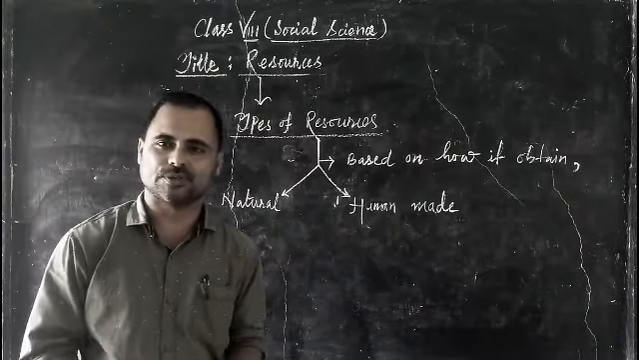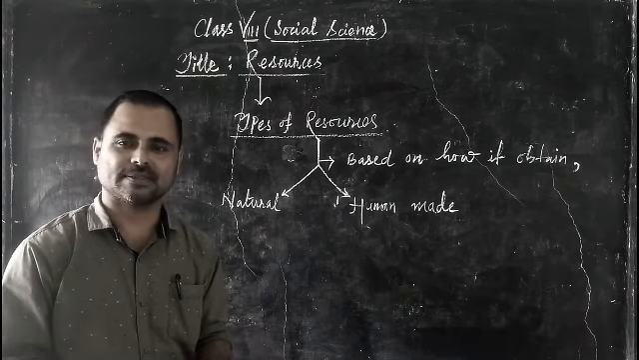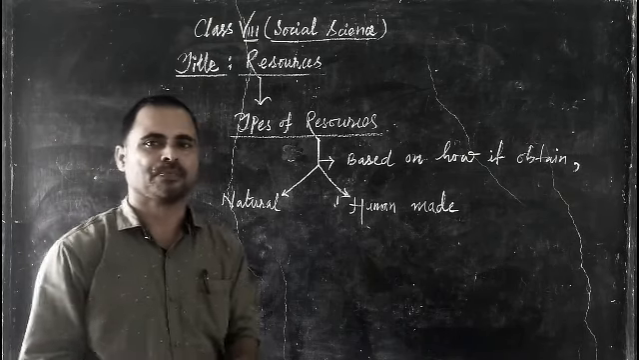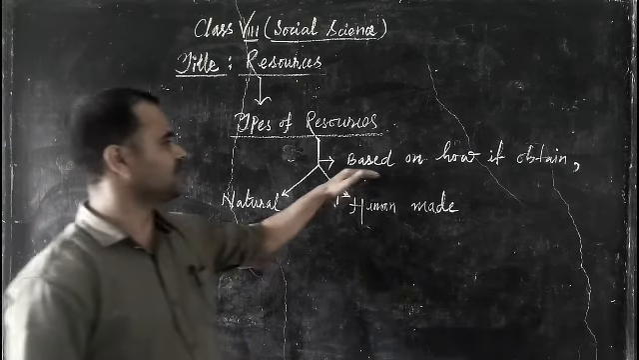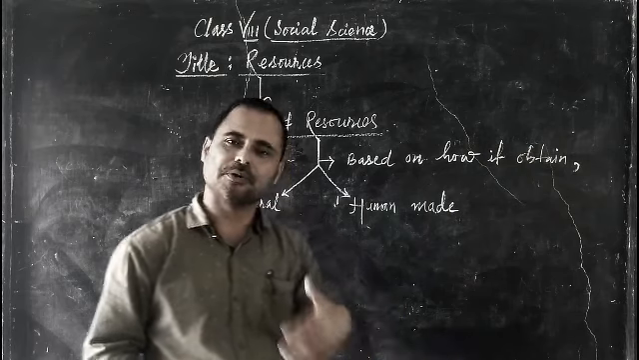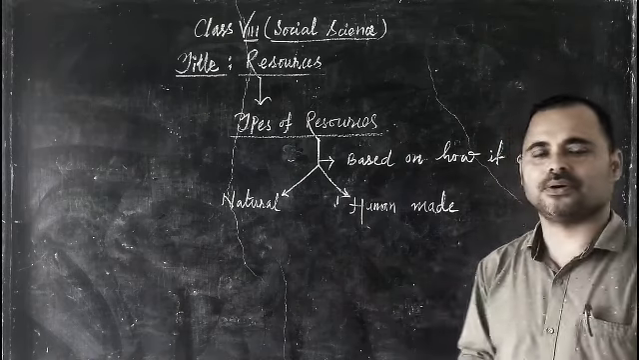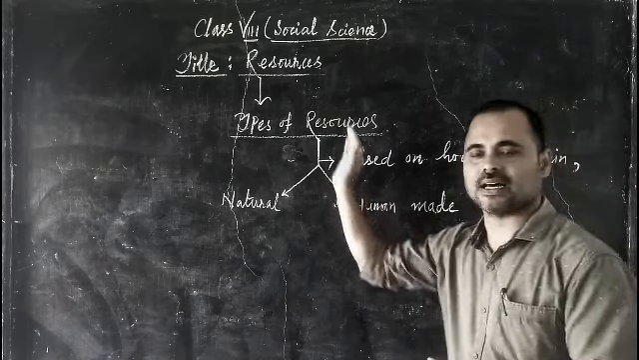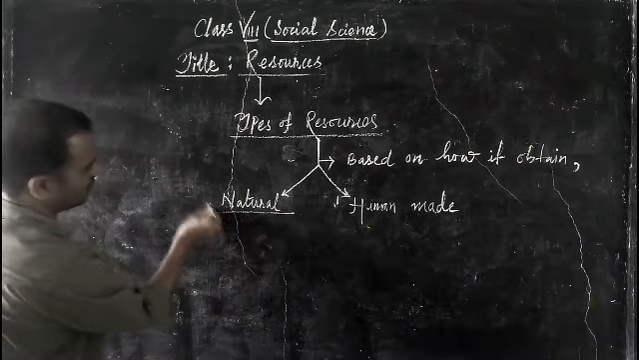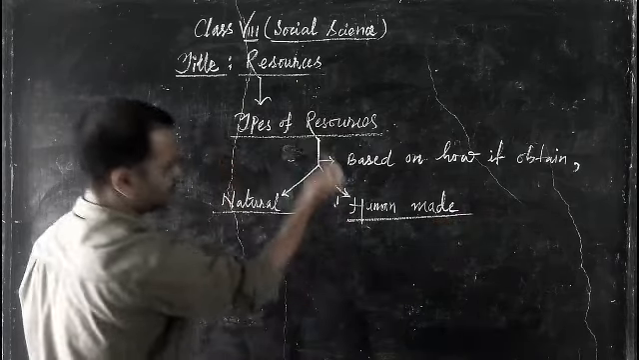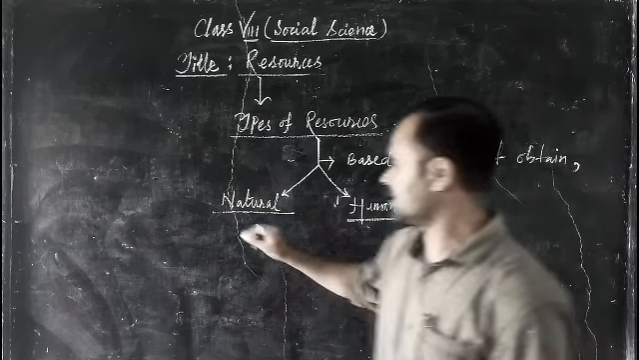So if these are resources, then we will try to see what the different types of resources are that we find in our environment. Do you know that resources are classified based on how they are obtained or based on their existence. So based on their existence or how they are obtained, resources are classified into two types. These are called natural resources and human-made resources. First we will see natural resources.